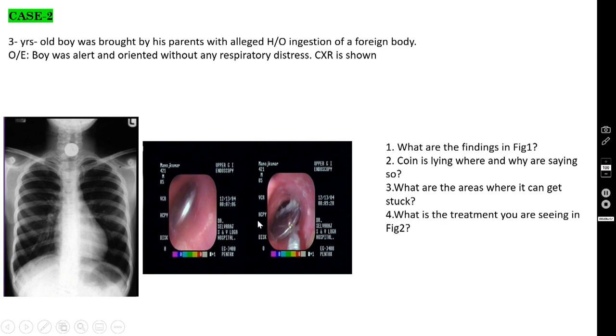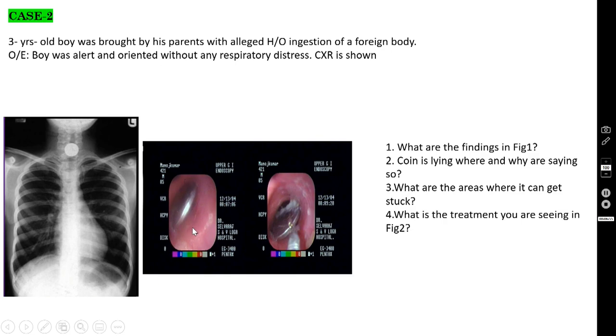But in a pediatric patient, you have to anesthetize the patient and then do it. Otherwise, it's very difficult. And if the coin has already reached the stomach, you need not do anything. Spontaneously, it will come out in the fecal stream.